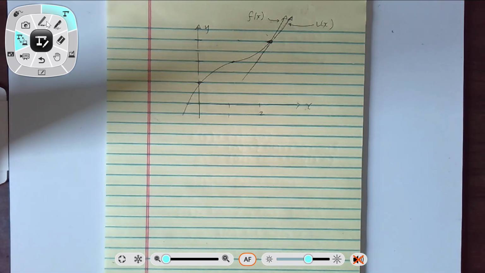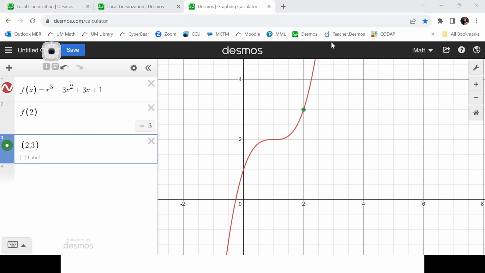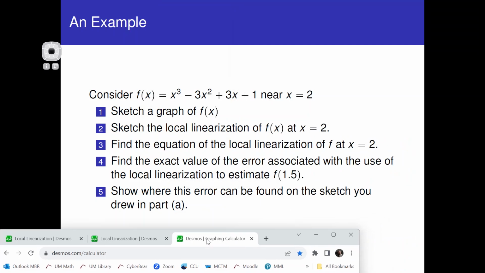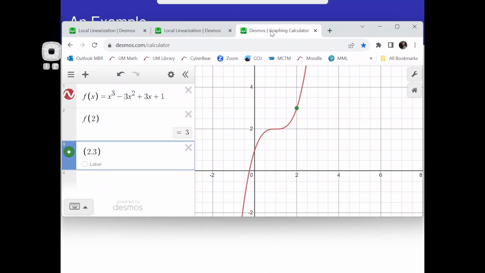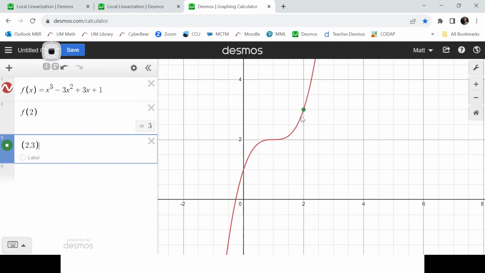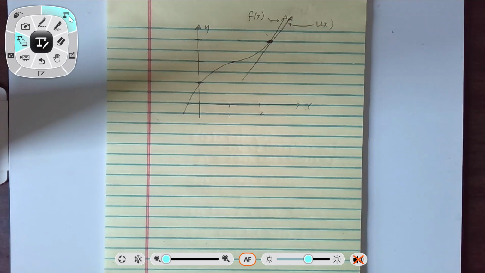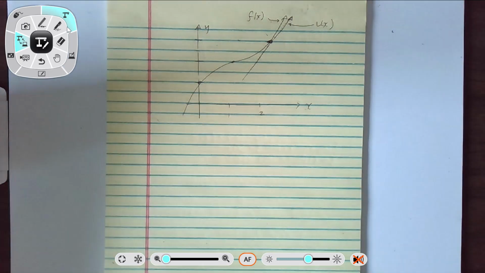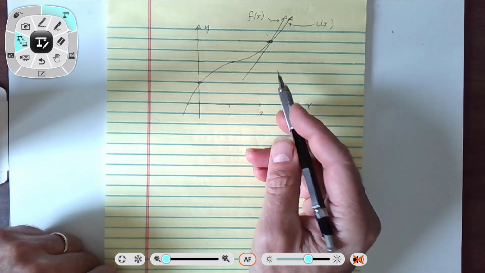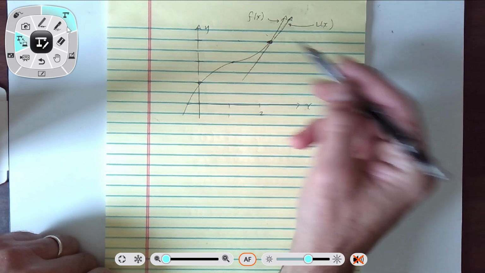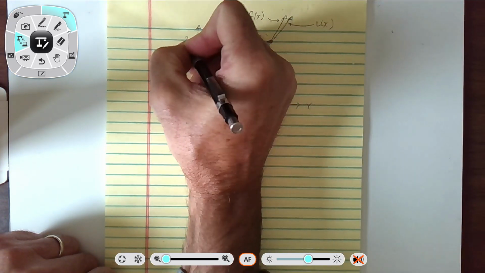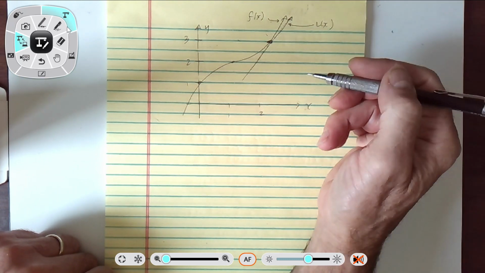Let's see, what else was I being asked for? Find the equation of the local linearization of f at x equals 2. So we're trying to find the equation of the tangent line right there. We could do this by brute force: we could find the slope of the line, and we know it goes through this point 2 comma 3. So given the slope and a point, we could do it that way.